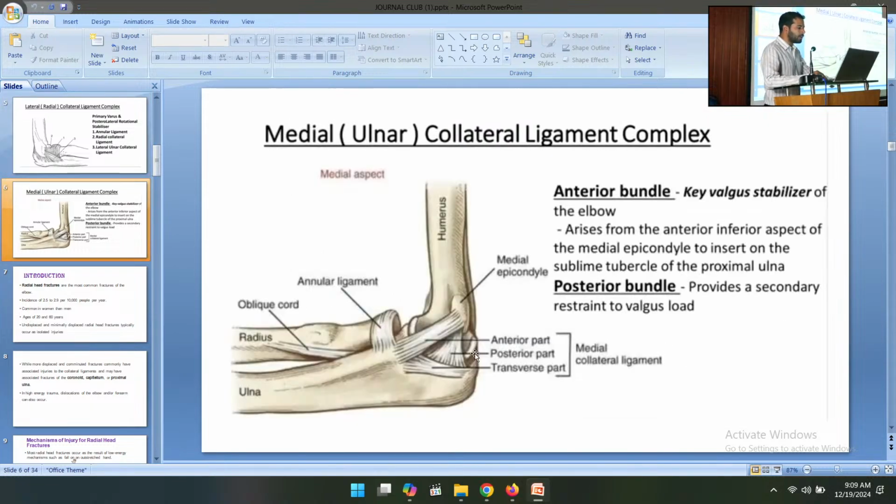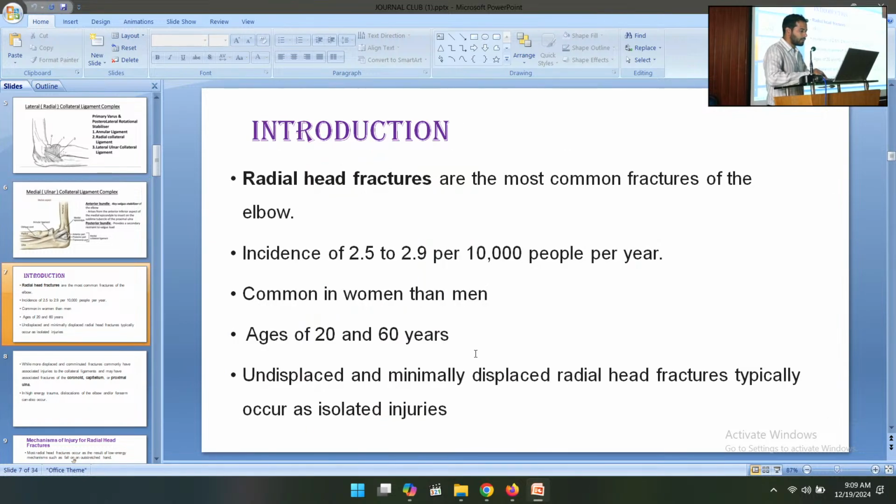Now, medial collateral ligament complex: anterior bundle, key valgus stabilizer of the elbow, arises from anterior inferior aspect of the medial epicondyle to insert on the sublime tubercle of the proximal ulna, and posterior bundle provides a secondary resistance to valgus load.